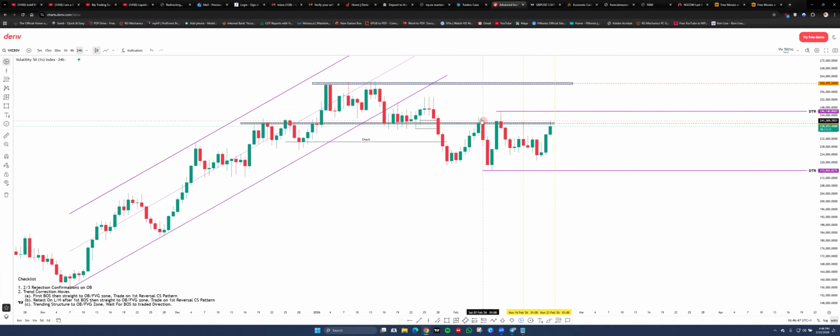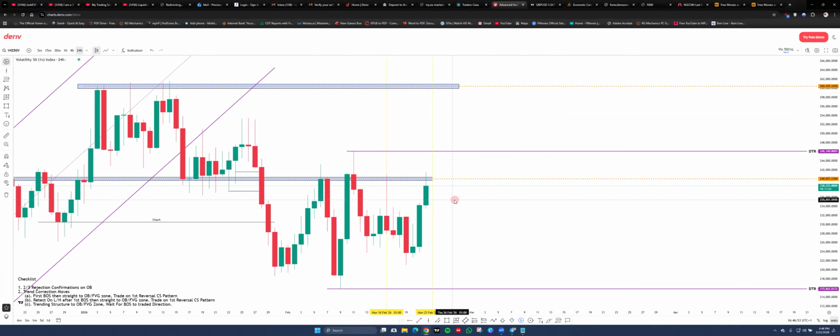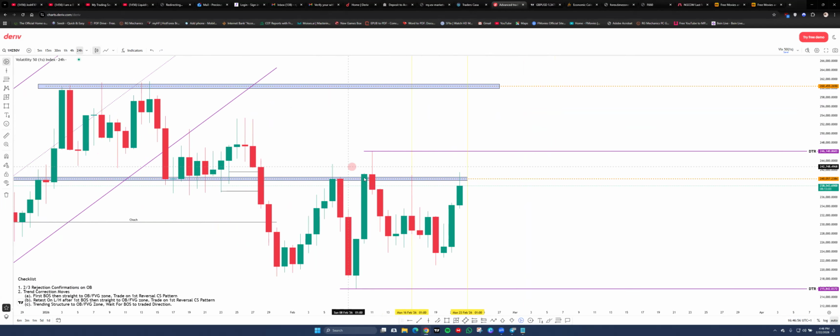So the change of character has already been indicated at this point. If you look very well, I always use the body of the candles to indicate my zone. You see how this line that I put, if you put it here, the market actually broke above that point, above the body of this line.